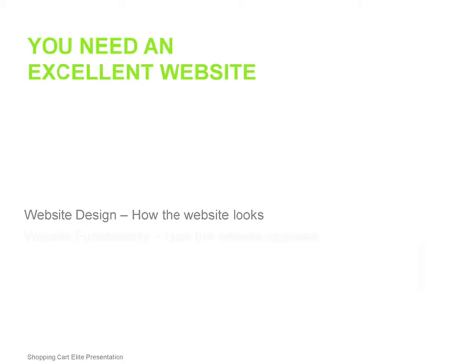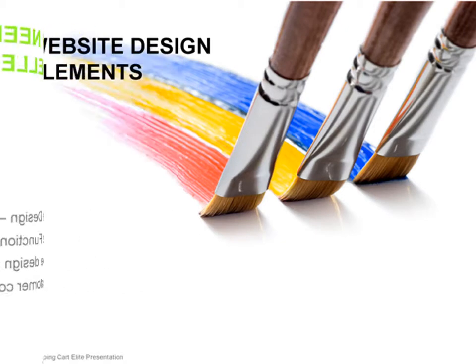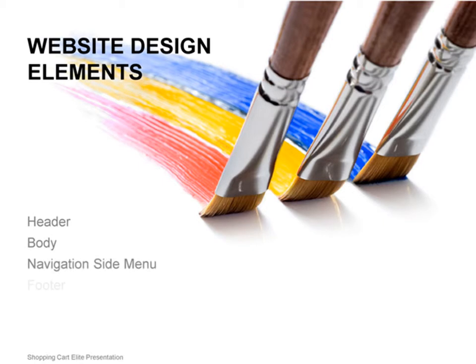The second part of a website is the website functionality, which means how the website functions and how visitors interact with the website. To have an excellent website, you need to have an attractive design and functionality that can support that design. A website is considered to be an excellent website when it can convert visitors into customers with a high conversion rate. In general, a website consists of 4 things: header, body, side menu, and footer.